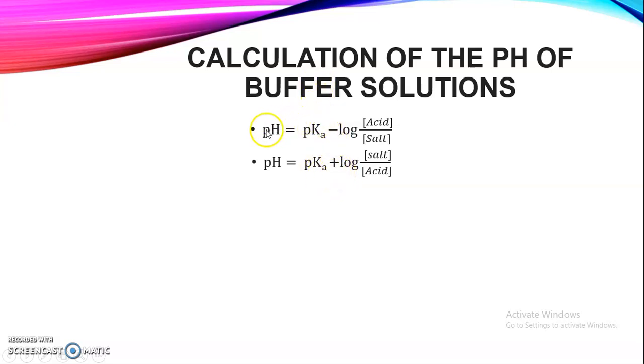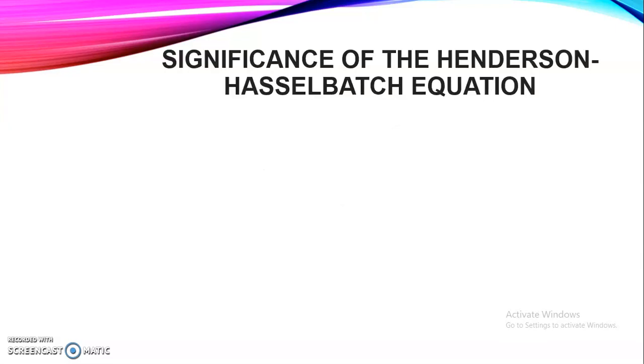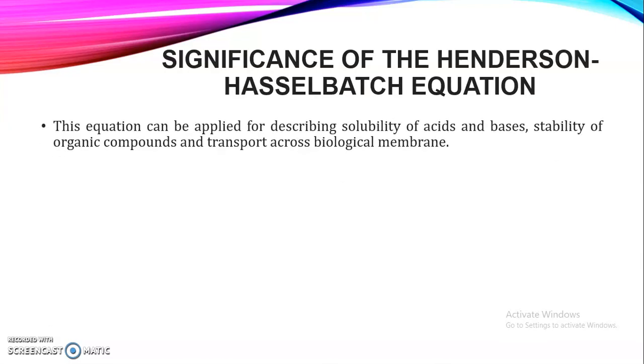This is known as the Henderson-Hasselbalch equation, where we can calculate the pH of the solution by knowing the dissociation constant Ka and the concentrations of the salt as well as the acid. On a similar basis, we can calculate the pOH of the solution: pOH is equal to pKb plus log concentration of salt upon the concentration of base. These equations are known as the Henderson-Hasselbalch equations, which are used for the calculation of the pH of a particular buffer solution. Now, what is the significance of this Henderson-Hasselbalch equation?